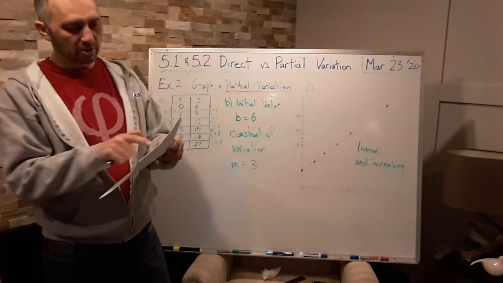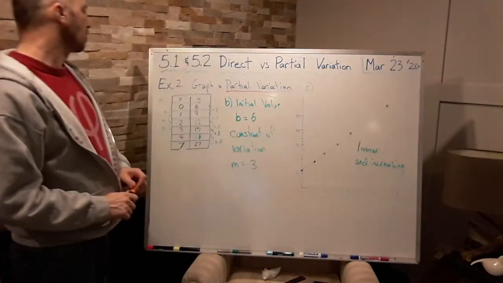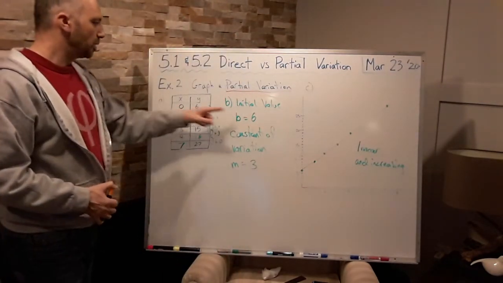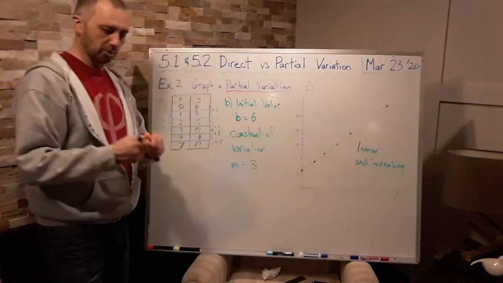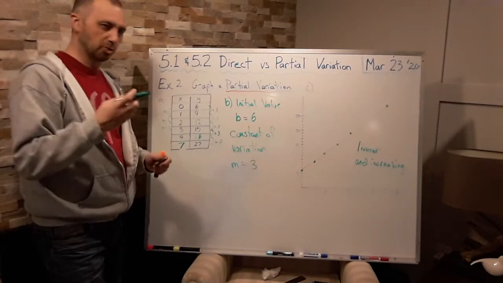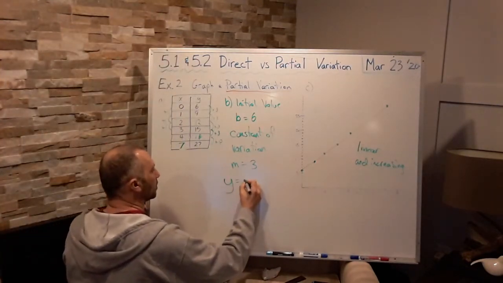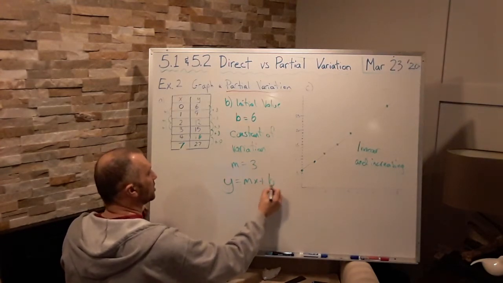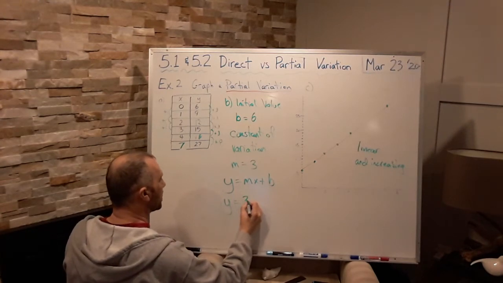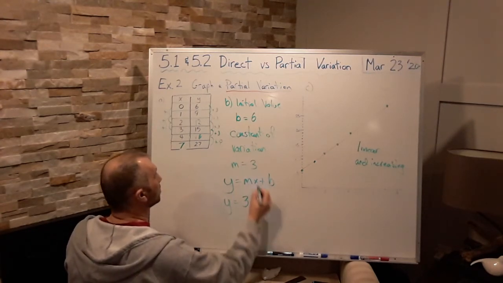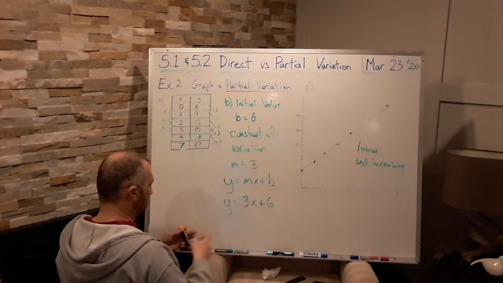It said we're supposed to write an equation relating y and x in this form. So we know what this number is and what this number is. I'm going to give you the equation, and we'll see soon why it works. Our equation should be in the form y equals m times x plus b. In this case, our m is going to be 3, so I'm going to write y equals 3 times x plus 6. And that's the equation in this form.